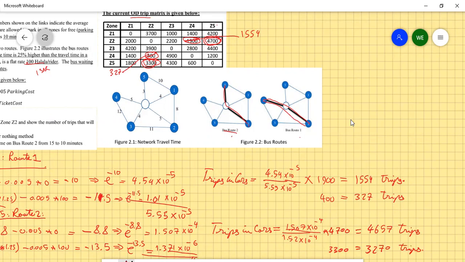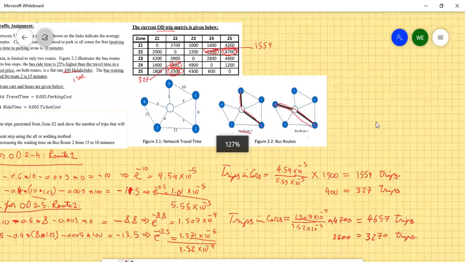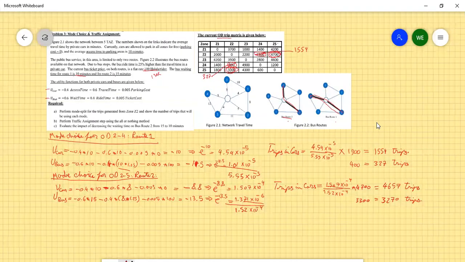Okay, we're going to stop here for a while, and I need your reflection on the current situation. What are your observations on this? Based on this, it was going to be slashed, and only 4657 remain. It didn't drop that much, and the 3300 is going to be 3270. Do we have any significant drop in the trips? No. Most of the trips for route 2 are going by car.